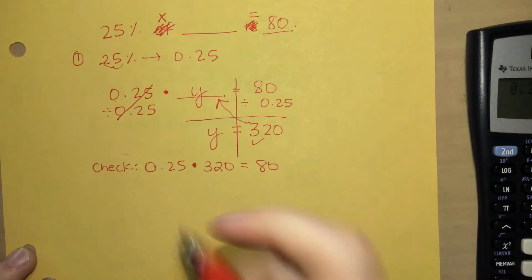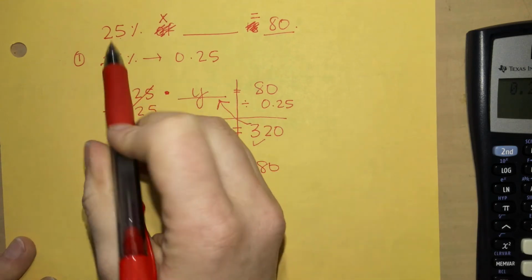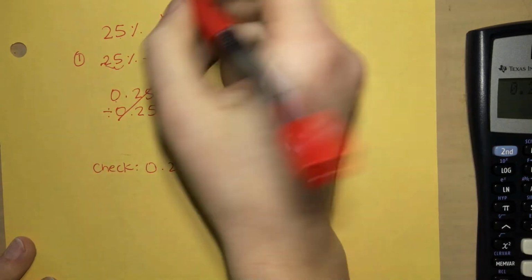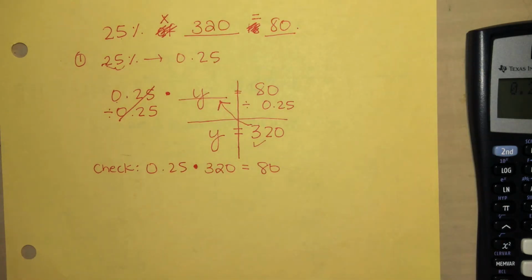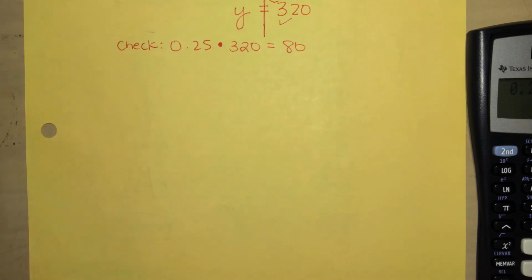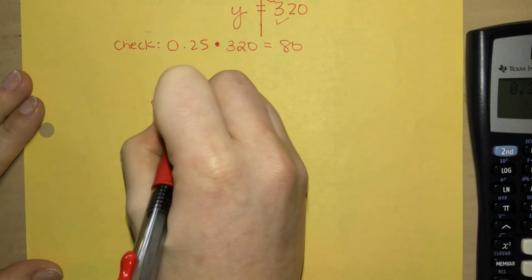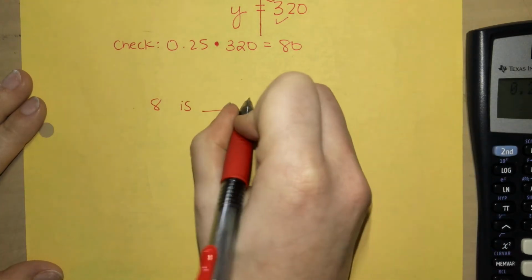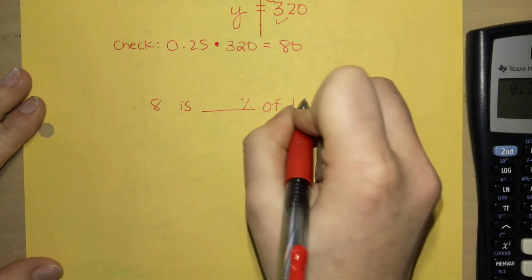Okay, therefore 25% of 320 is 80. Okay, so we just found that missing piece. Let's go ahead and look at another one. This is if our percentage is missing, so it would say 8 is blank percent, okay, of 16.